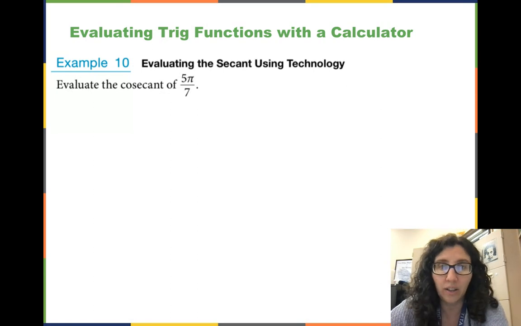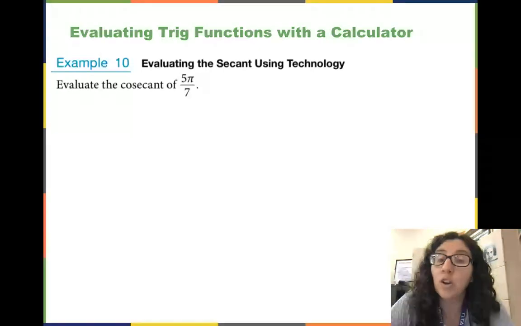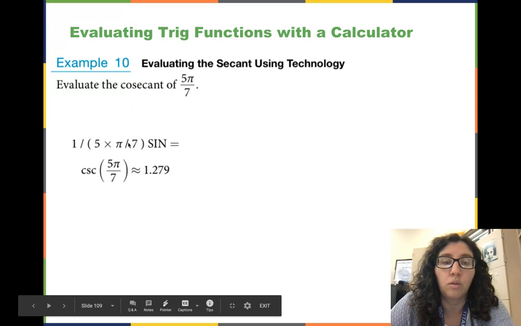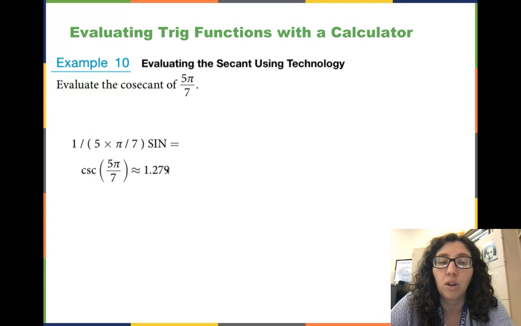So if we look at our calculator, grab your calculator now, and see if you can find the cosecant button. It's not there, right? No calculators have a cosecant button. So you're going to have to use the trig identity that cosecant is 1 over sine. So make sure you can get this number, 1 divided by, and I don't know why they do this in this order, find sine of 5π/7, and then it's 1 over that number, right? So it should be 1.279. Make sure you can get that in your calculator.